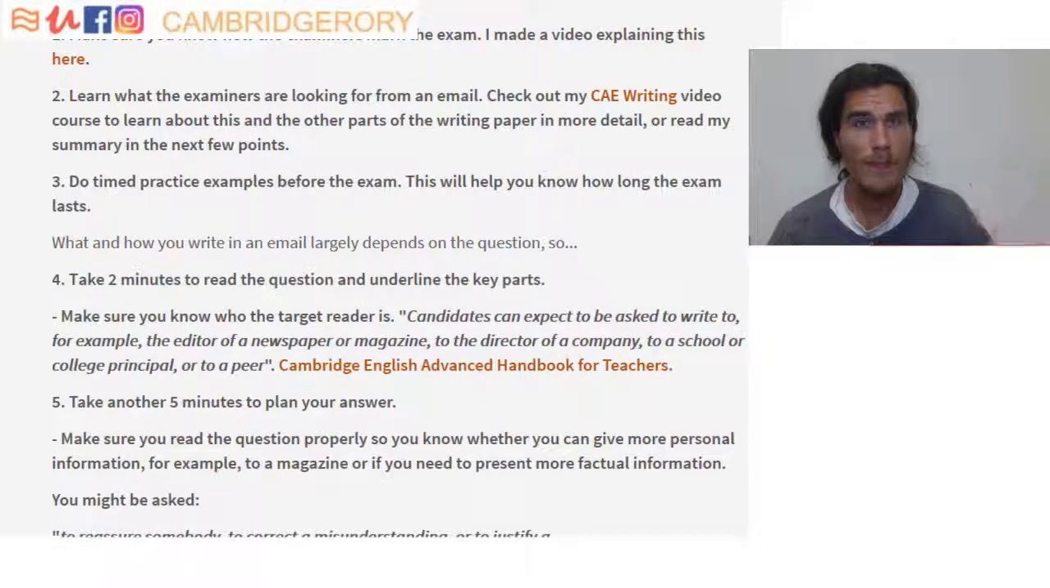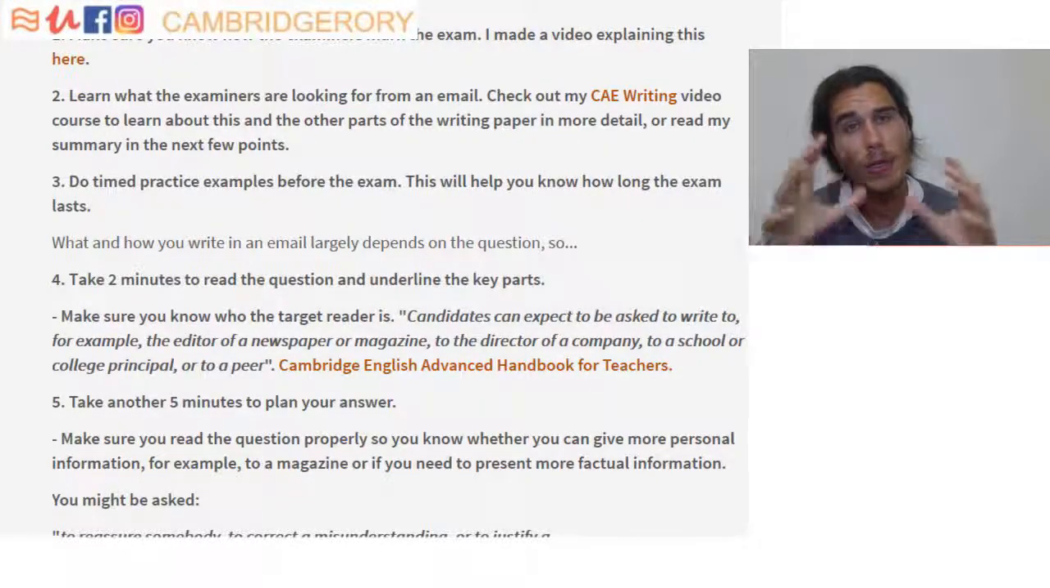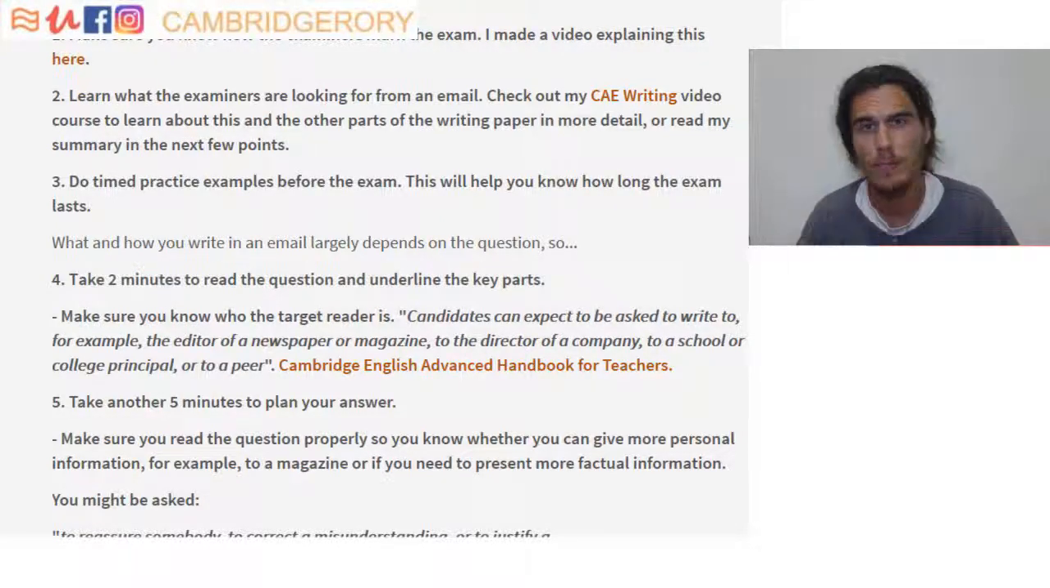Step number 3, do practice examples before the exam and time yourself. This will help you to know how long the exam lasts, and there are other benefits to this which you will see in the next few steps. So how to answer an email and what to write is largely dependent on the question itself.